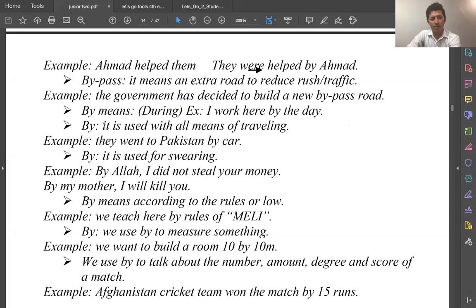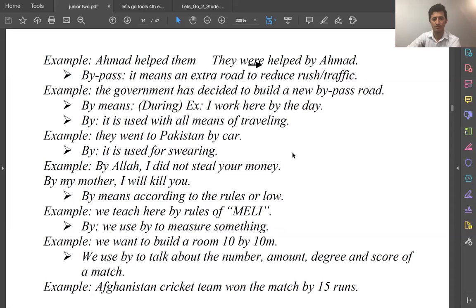Another meaning of by is during. You can say I work here by the day. I meet all the students by the class, during the class. And I say you can ask any question by the class.